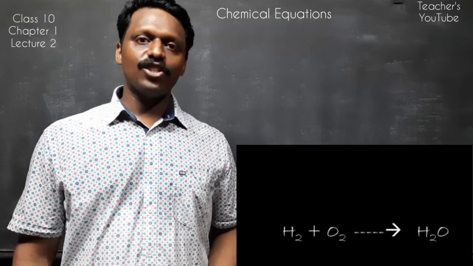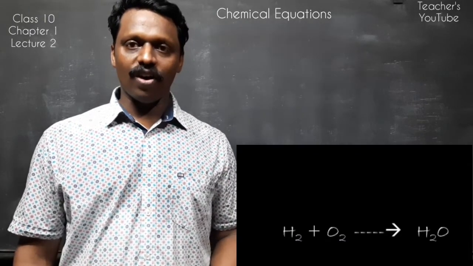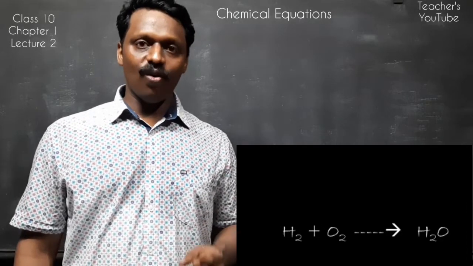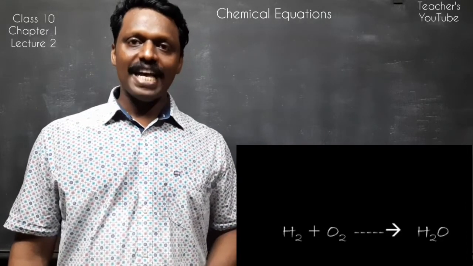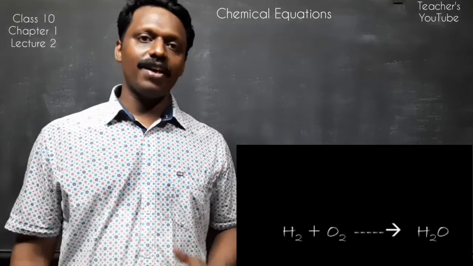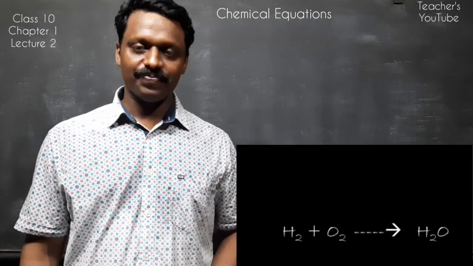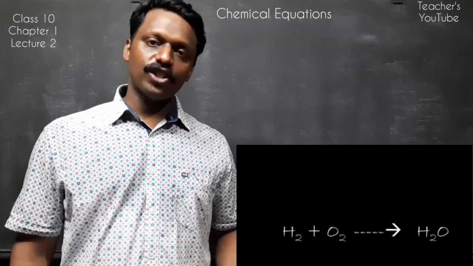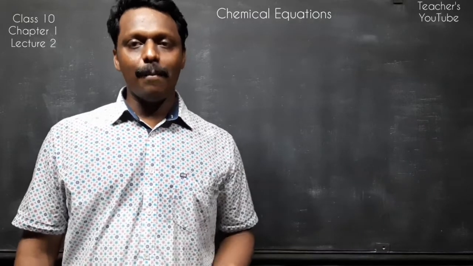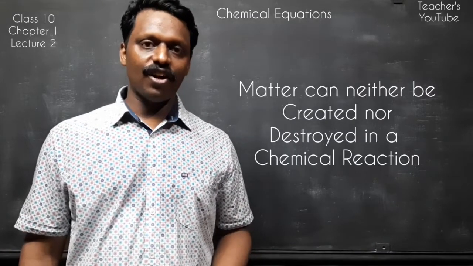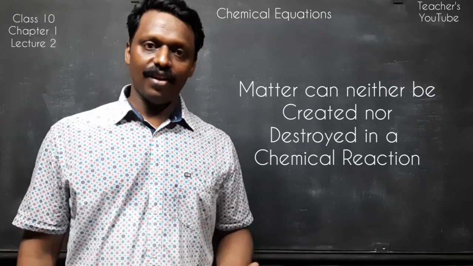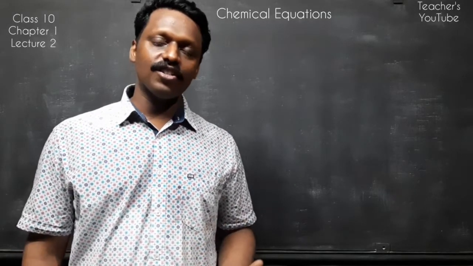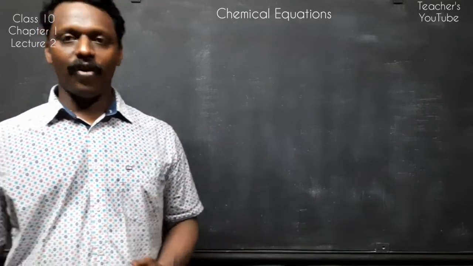The equation H2 plus O2 giving H2O contains 2 oxygen atoms in the reactants but only 1 oxygen atom in the product. It appears as if 1 oxygen atom has been destroyed in the chemical reaction. This is, however, not possible because according to the law of conservation of mass, matter can neither be created nor destroyed even in a chemical reaction. This means that the total mass of all the reactants must be equal to the total mass of the products.